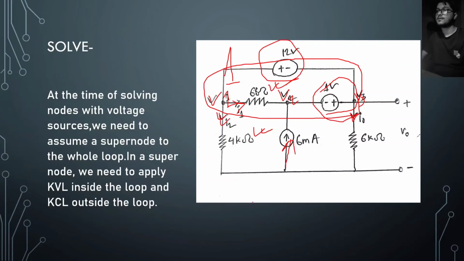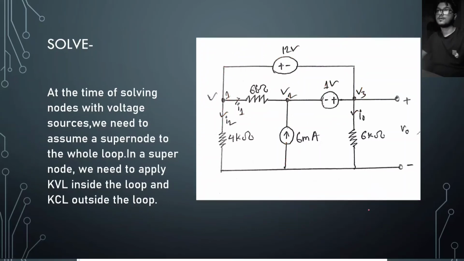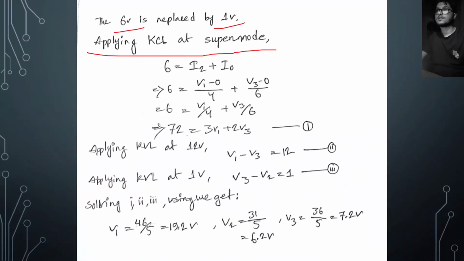Then we can write 6 is equal to, here I2 means the current going from V1 minus 0, so we will not write 0, divided by 4 as per Ohm's law, plus the 6 ohm current going through V3 to 0. Solving this equation, we will get this.